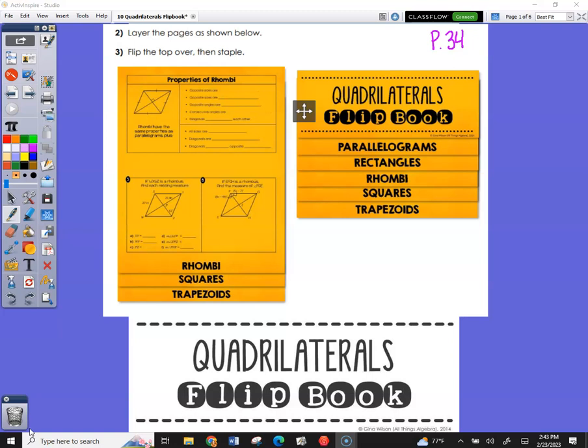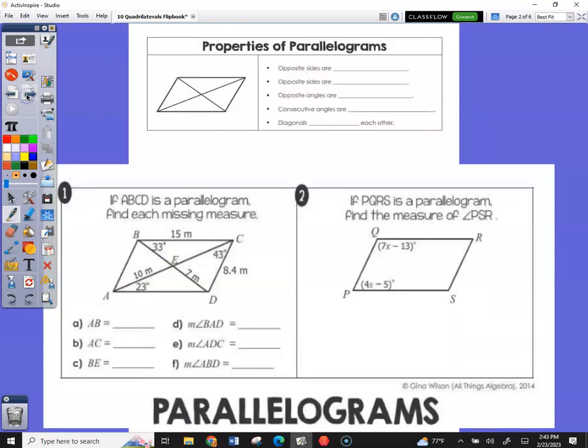Okay? So today we're going to start with parallelograms. If you will take the top cover and gently fold it up and crease it so we can write on the inside. You will notice the top flap is where we're going to list the properties. The bottom flap is where we're going to practice a few examples.